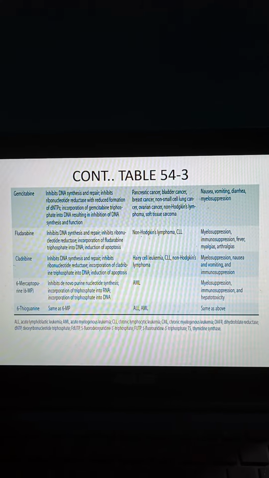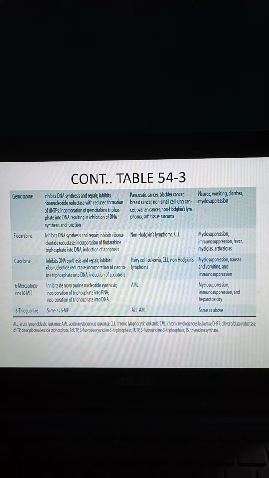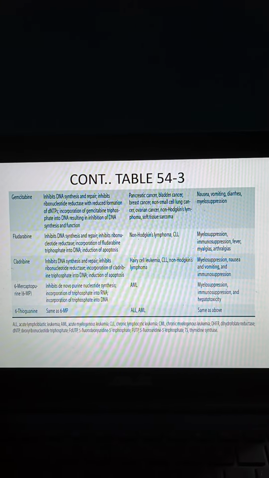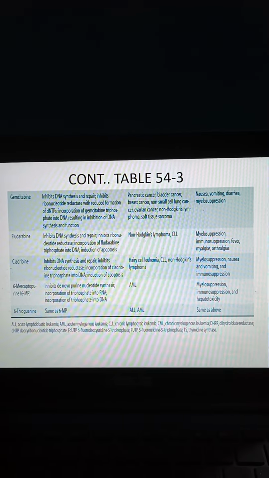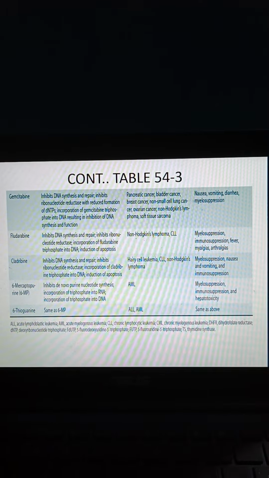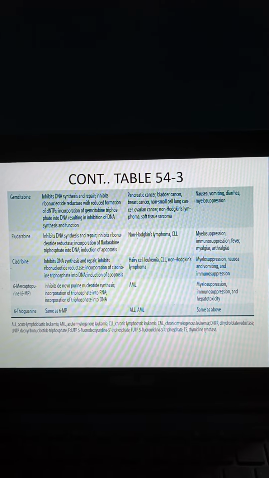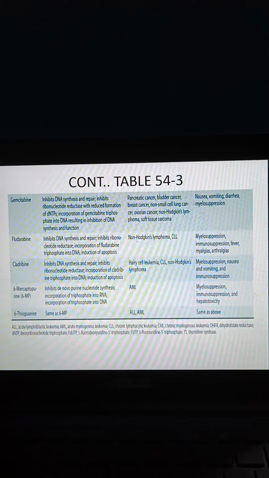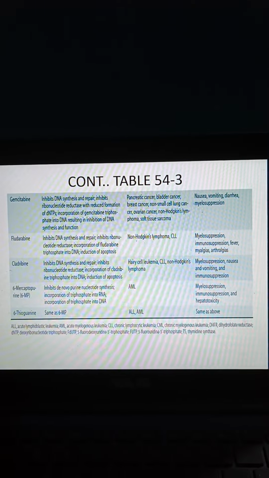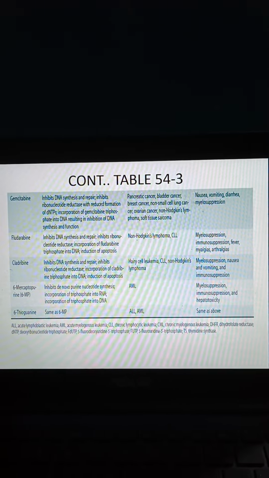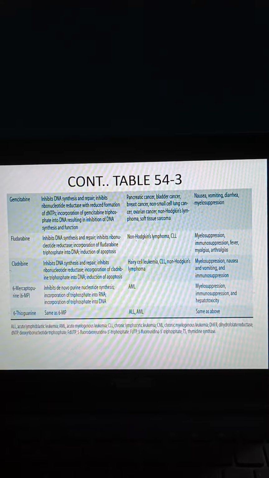Then coming to 6-mercaptopurine. 6-mercaptopurine inhibits de novo purine nucleotide synthesis, incorporation of triphosphate into RNA, incorporation of triphosphate into DNA. 6-mercaptopurine can be used in case of AML, acute myeloid leukemia. Then the toxicities of 6-mercaptopurine are myelosuppression, immunosuppression, and hepatotoxicity. Then 6-thioguanine, same mechanism as 6-mercaptopurine, and 6-thioguanine can be used in case of ALL, acute lymphoblastic leukemia, AML, acute myeloid leukemia, and the toxicities are the same as 6-mercaptopurine, that is myelosuppression, immunosuppression, and hepatotoxicity.